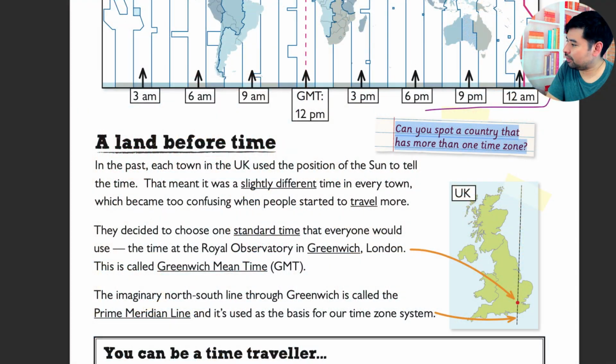One country, país que tem mais do que uma time zone, uma linha do tempo aí, né? Horário específico. Maybe in the same country, we have two different times in the same country. Can you see that? So let's see if we get it.